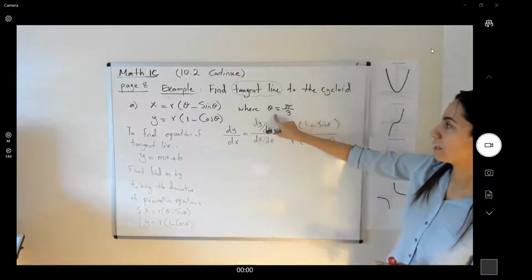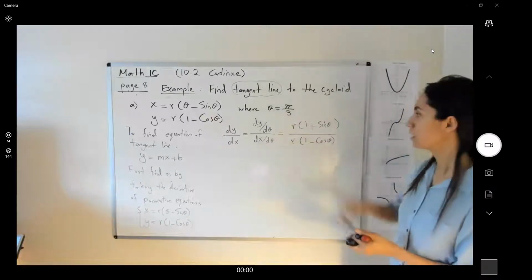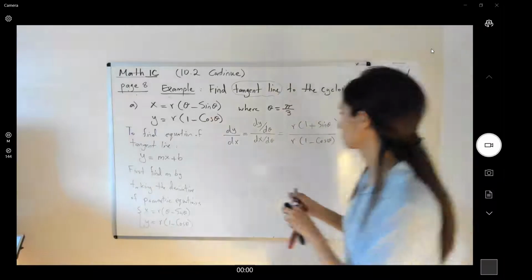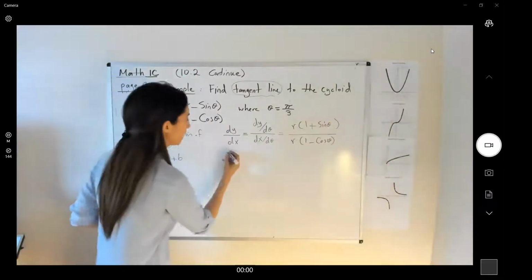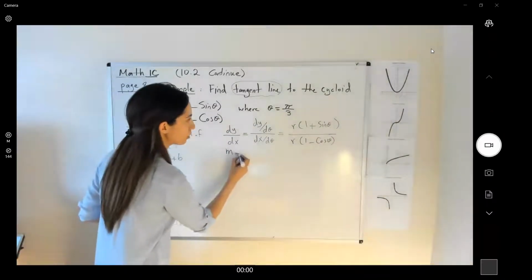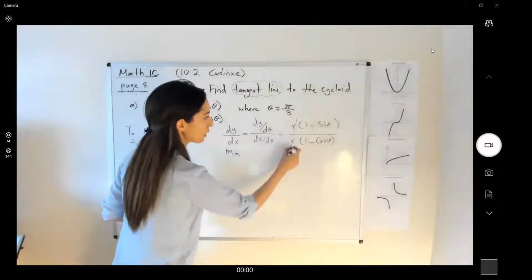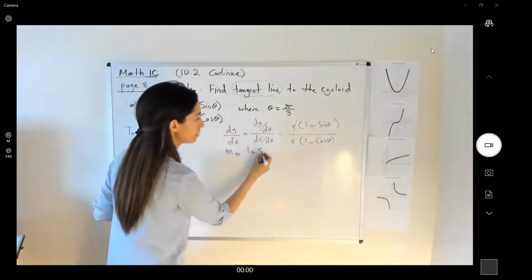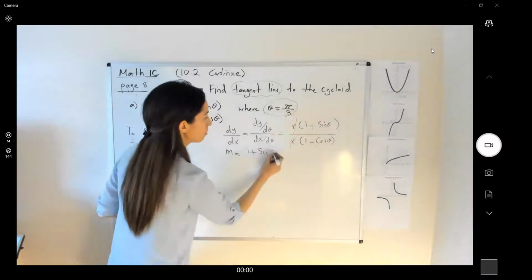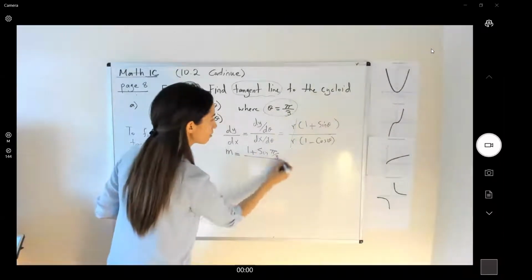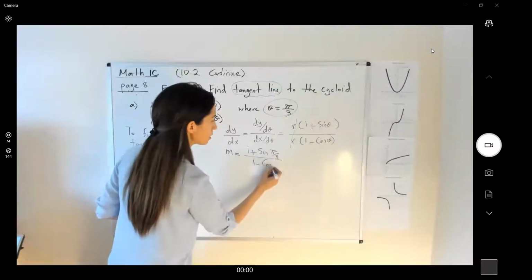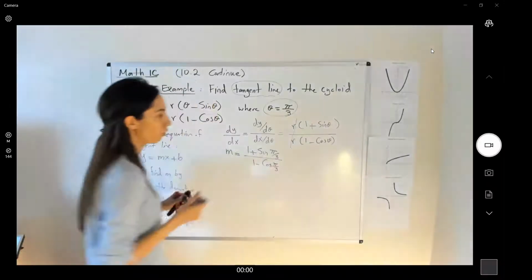Now we know that theta is equal to pi over 3. Let's plug that in. So m is equal to, you can cancel out r and r, get 1 plus sine of pi over 3 divided by 1 minus cosine pi over 3.